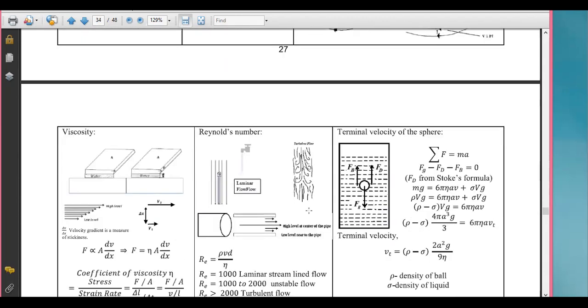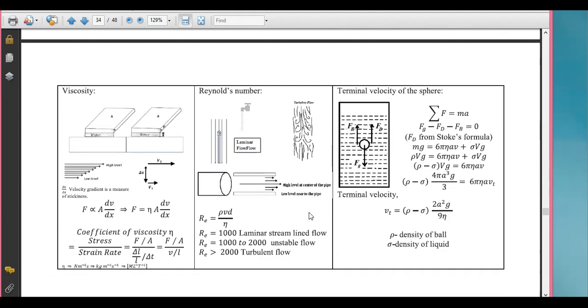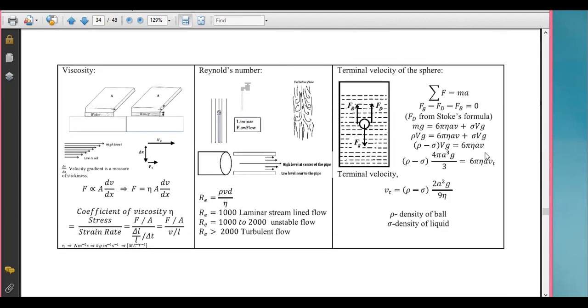And then we talked about viscosity. We got introduced to something new called viscosity in the last class. And then we talked about the terminal velocity of the sphere, as it is falling through the oil, like a viscous fluid. So we talked about the terminal velocity of the sphere falling through a viscous fluid.